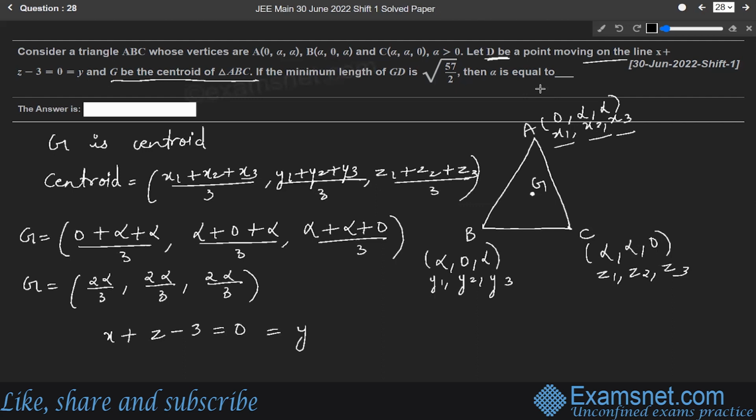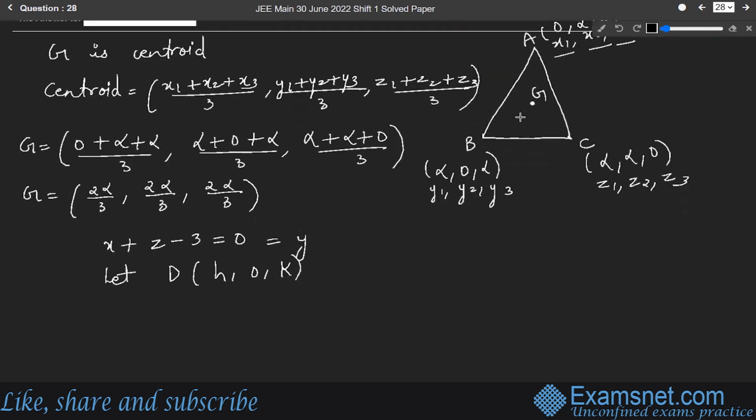Okay, but we don't know the coordinates of point D. So let the coordinates of point D be h comma 0 comma k. All right. Since it is given that it is moving on the line x plus z minus 3 is equal to 0, it means that we are letting x is equal to h and z is equal to k, right? So if x is equal to h and z is equal to k, this equation becomes h plus k minus 3 is equal to 0. It means that h will be equal to 3 minus k. When these two terms will go to the right hand side, then h will be 3 minus k.